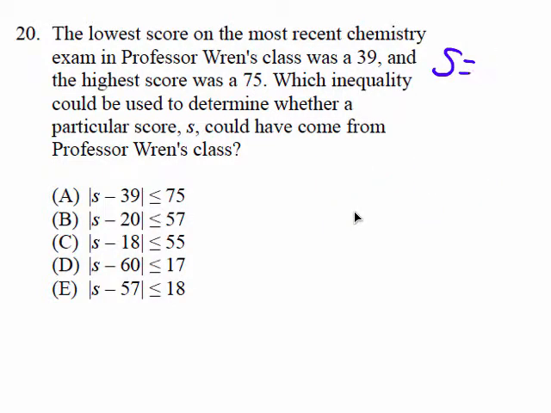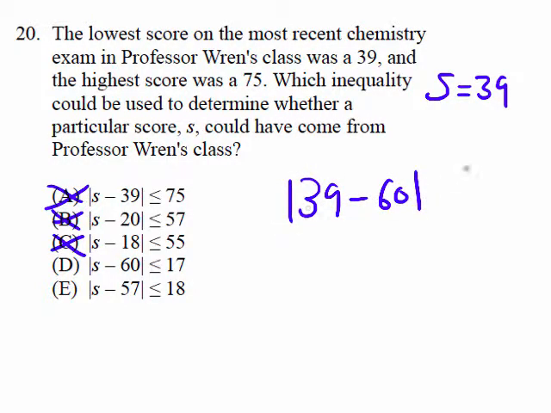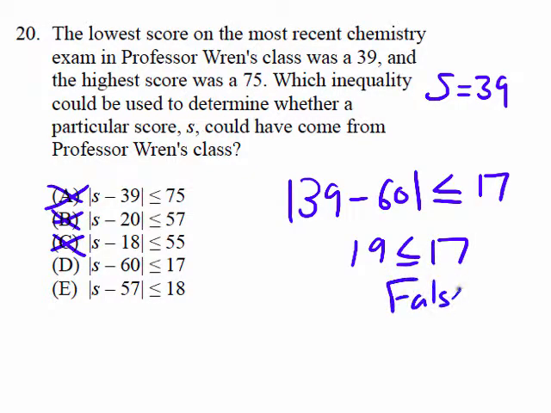Alright, so again, two reasons why I don't like plugging in for questions like this. One, it's inherently time consuming. Two, it's a little bit confusing. What we're going to do now is we're going to plug in actually 39. 39 should work, right? 39 should give me true inequalities, because 39 definitely was one of the scores in this chemistry test. And we're going to try D. If I do 39 minus 60, absolute value, less than or equal to 17. Now that I'm doing 39, I do want a true inequality. But this is going to give me 19 is less than or equal to 17, which is false. And I don't want false, I want true, so I can cross off D.